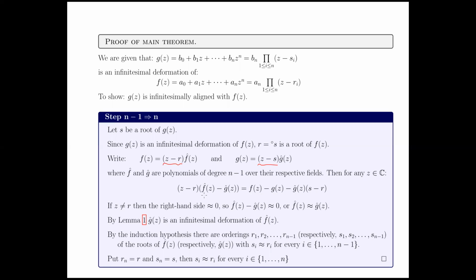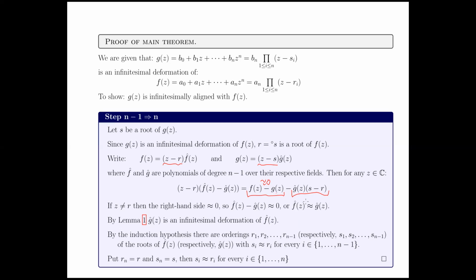So a little bit of algebra. I look at z minus r times f hat minus z minus s times g hat. And this is just high school algebra, to get that this equals f minus g minus this thing, g hat times s minus r. Now this we already know is infinitesimal for any standard z, because we're given that G is an infinitesimal deformation of F, and therefore they differ by an infinitesimal for all Z.